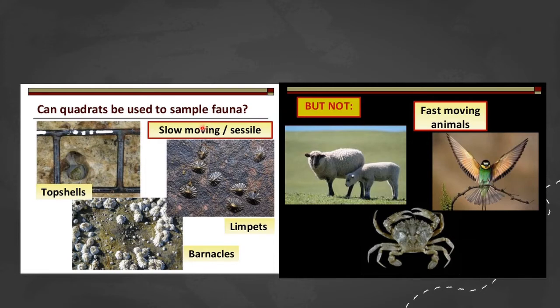So, can quadrats be used to sample fauna? Well, yes. It's slow moving or sessile, and so it's easy for us to count it once we've thrown the quadrat into the area. But we do not use quadrats for fast-moving animals.